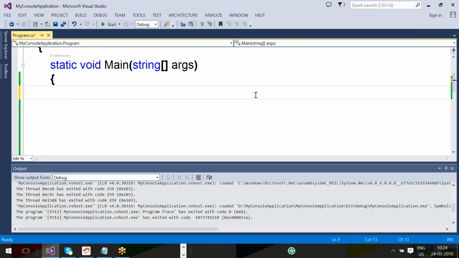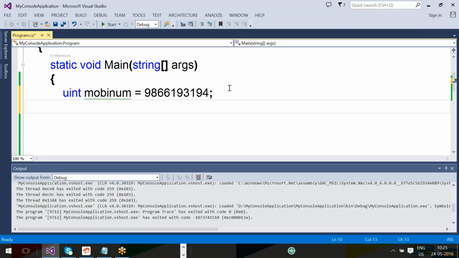And now uint, tell me a real-time variable for uint. I think a cell number, an Indian cell number, will have 10 digits. Let me try with a mobile number. In the US, how many digits is a number? 10 digits, 10 only. So a mobile number, you can go with uint 9866... you observe, my number I am typing here, 9866 193 194. Like phone numbers you can go with.